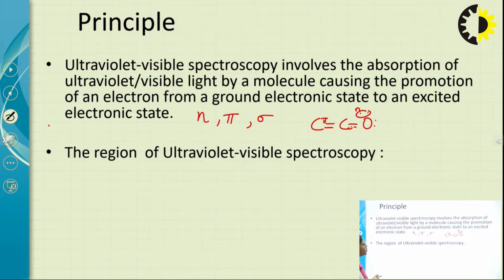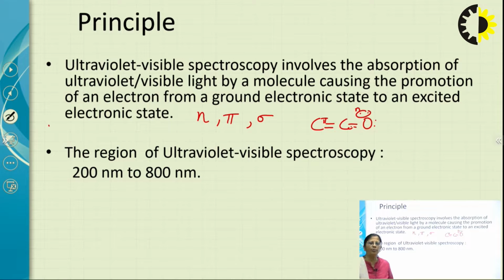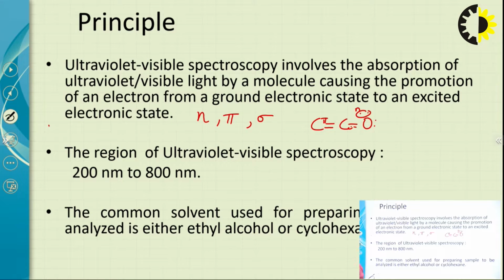The region of the ultraviolet visible spectroscopy is from 200 nanometers to 800 nanometers: 200 to 400 nanometers for the UV range and 400 to 800 nanometers for the visible range. The common solvent which we are going to use for the preparation of the sample which is to be analyzed is either ethyl alcohol or cyclohexane.